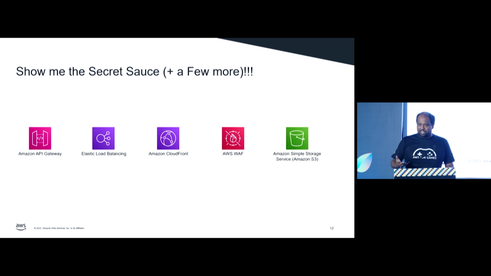That's a web application firewall. And the cheapest storage which is there, simple Amazon S3, Simple Storage Service. So essentially, this is our extra secret sauce which will help you build your game very efficiently.